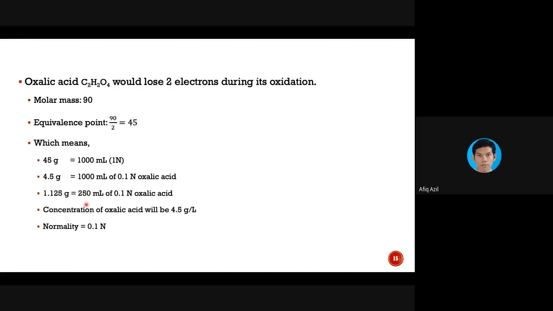If this one is divided by 4, 4.5 also must be divided by 4, then only you will get the same concentration. So the concentration would be 4.5 gram per liter, still this one. Even if you prepare it like this, the concentration will be in gram per liter. So it is 4.5 gram per liter, okay, in 1 liter. And the normality is equal to 0.1 N.